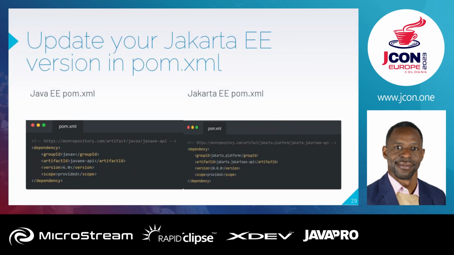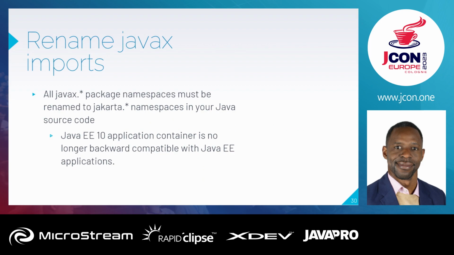Another thing is to update your POM. On the left, you see we used to have the Java EE API, and now we move to Jakarta Platform and JakartaEE API. But the scope still remains the same. So it's just one simple change on the POM XML to move from Java EE to JakartaEE. And then this is where you do the bulk of the work.